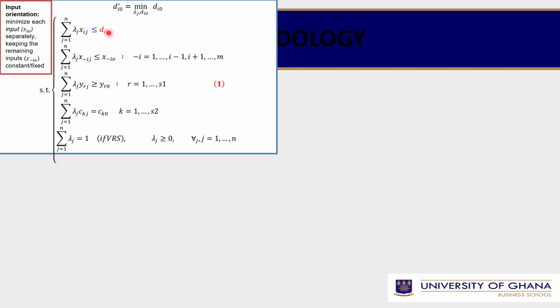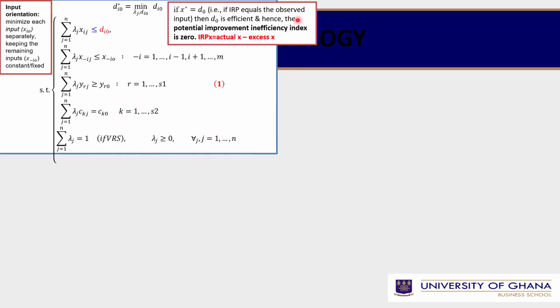You're explaining it. Of course, this R here means 1 to S1, the total desirable outputs. And then the K is the total undesirable outputs, from 1 to S2. You have the convexity constraint, you have the non-negativity constraint for every DMU. That is for the ideal reference point.